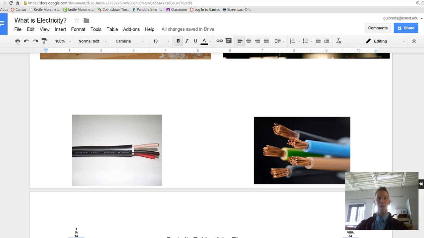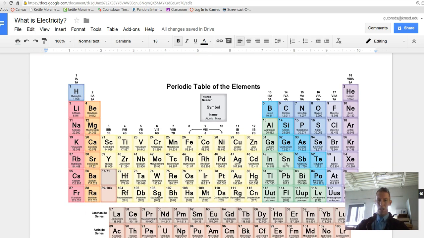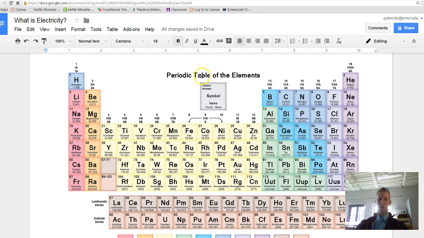So let's take a look at the periodic table of elements, and this is kind of interesting. If we look at things like copper, silver, and gold, those three elements are definitely very good at conducting electricity, as are some of the other metals. Metals tend to conduct electricity. So this whole left side of the periodic table, we tend to say that's the metallic side.